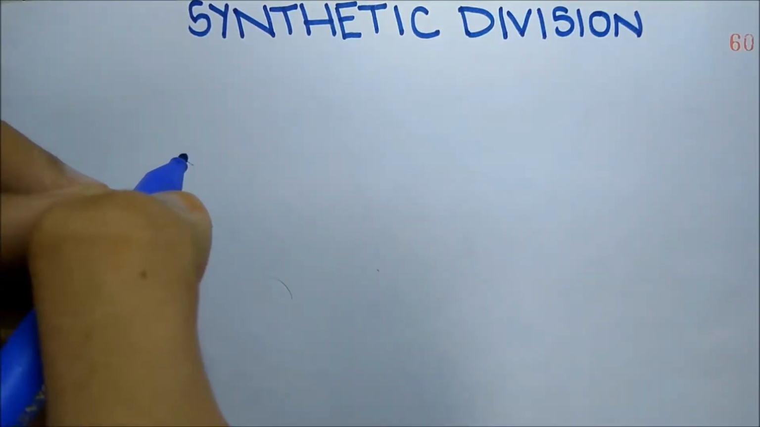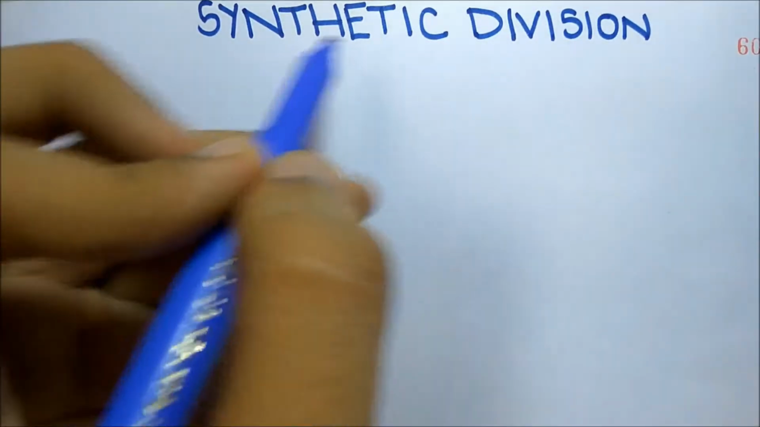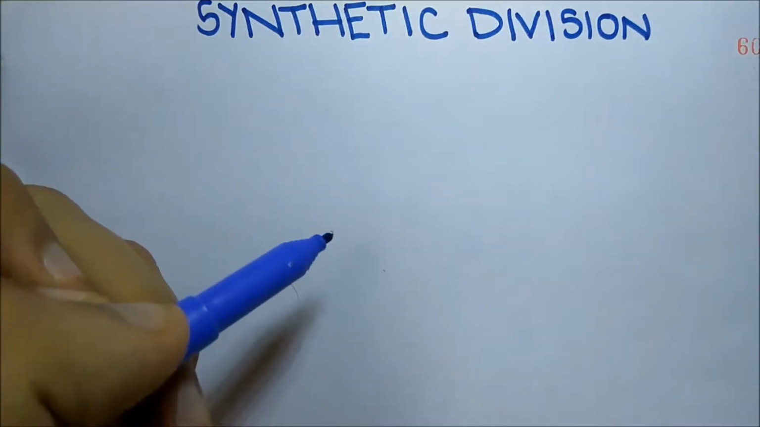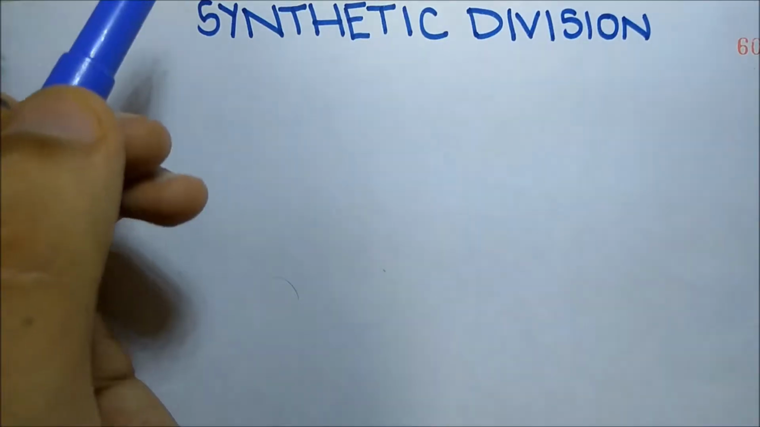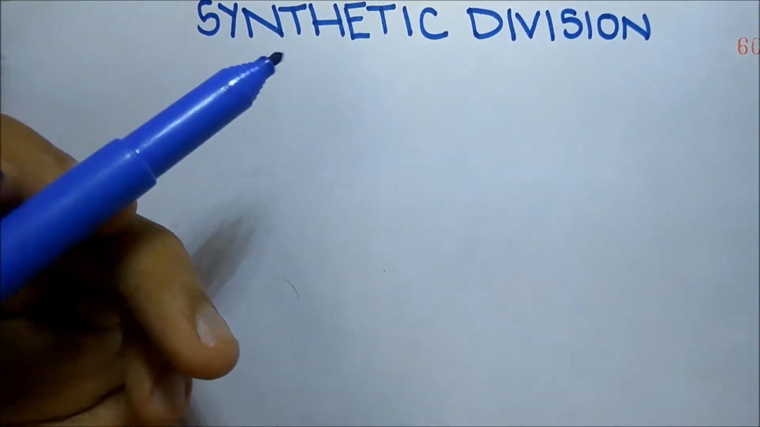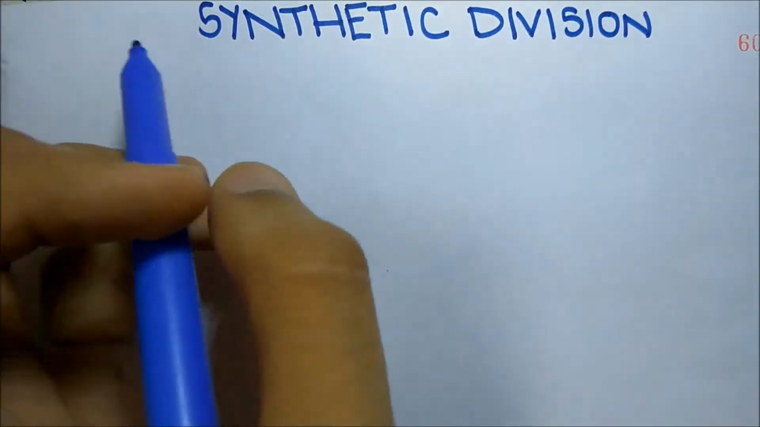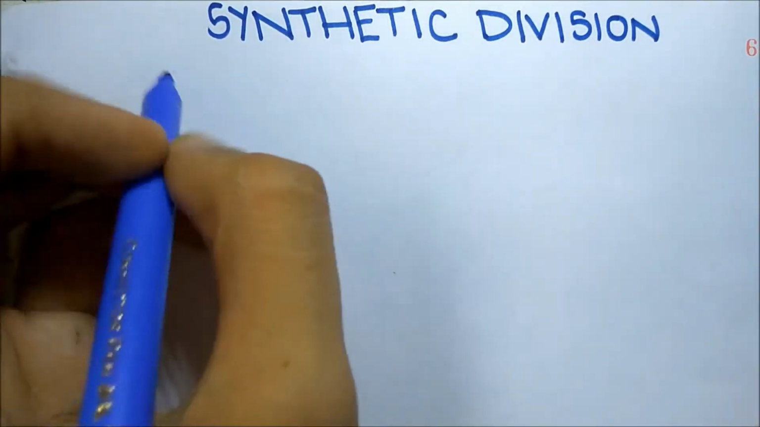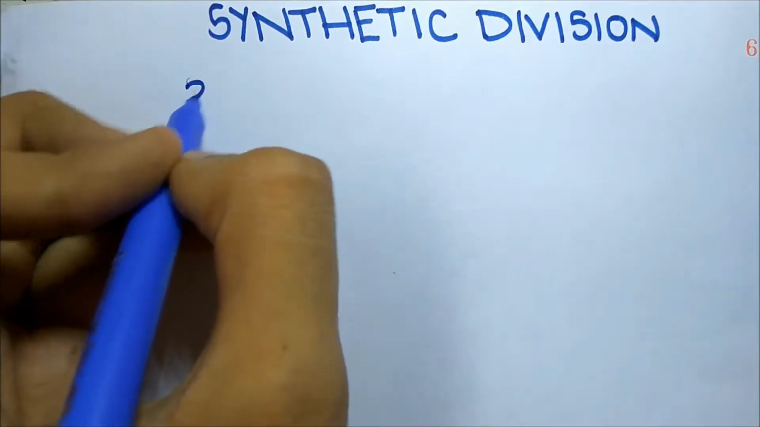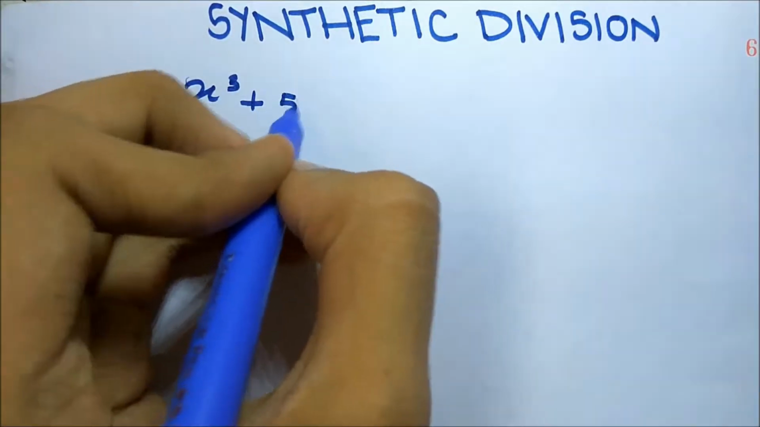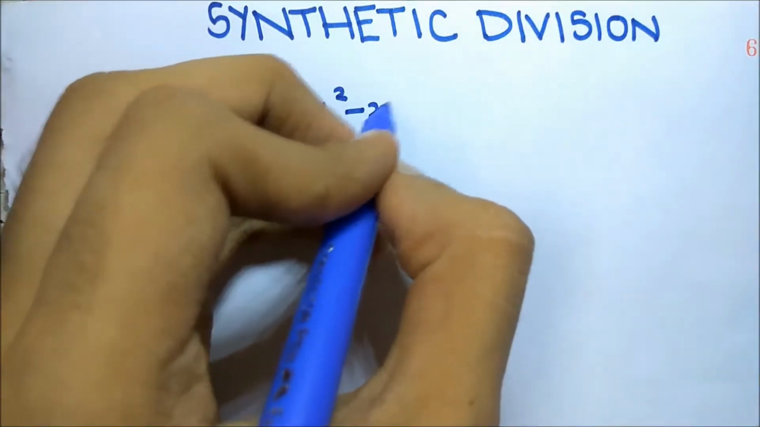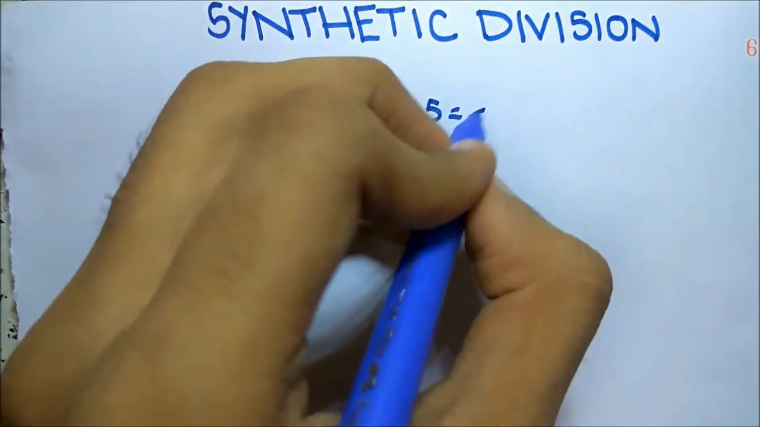In this video, I'll be showing you how to do synthetic division. Synthetic division is a method often involved in extracting the roots of an equation in one variable of any degree. So, first off, I will start off with an example of a cubic equation: x cubed plus 5x squared minus x minus 5 equals 0.